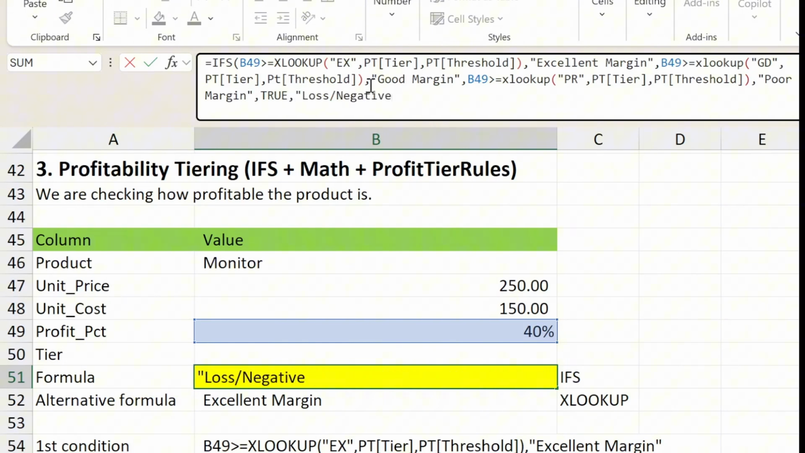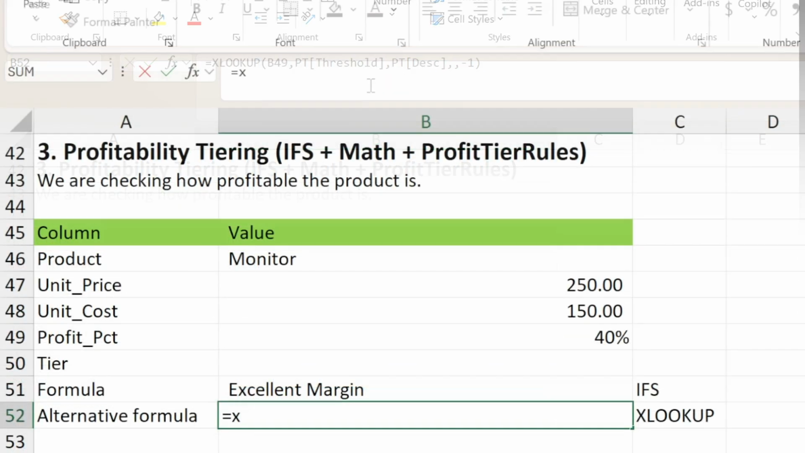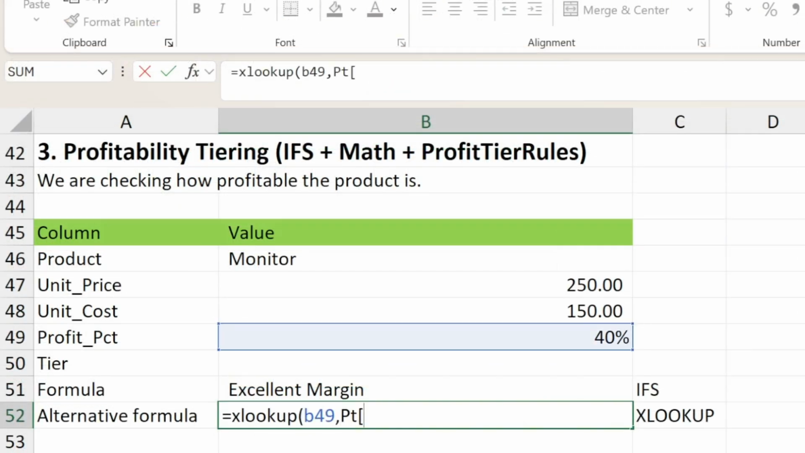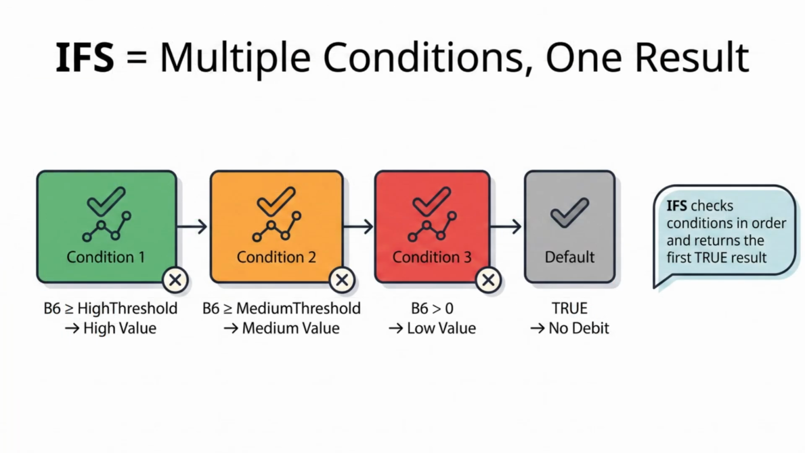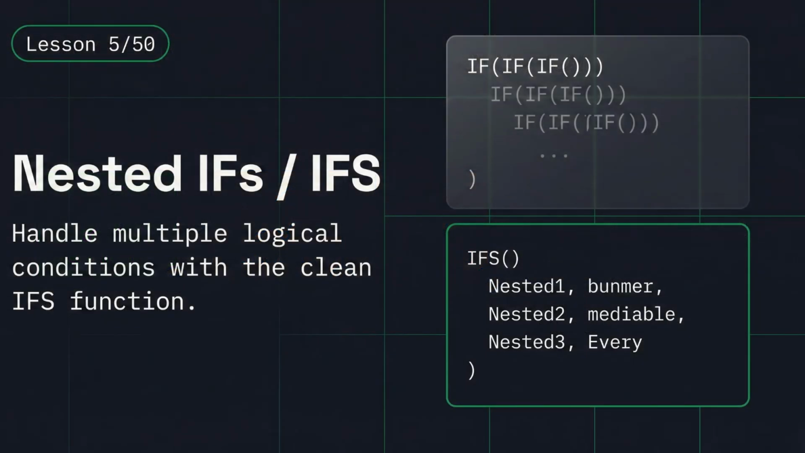Sometimes, there is a better way to achieve the same result. For example, we could simply use an XLOOKUP to replace this whole chunk of formula instead of checking one condition at a time. To recap, nested if and IFS allow you to build clear multi-condition logic for classification, risk checks, and profitability analysis. This is lesson 5.